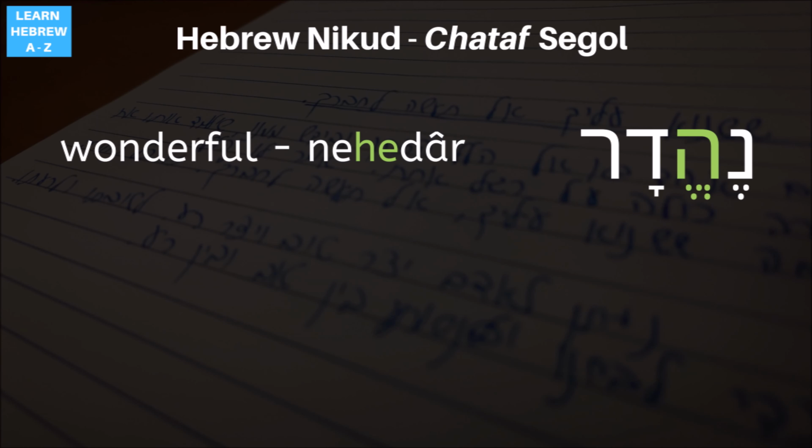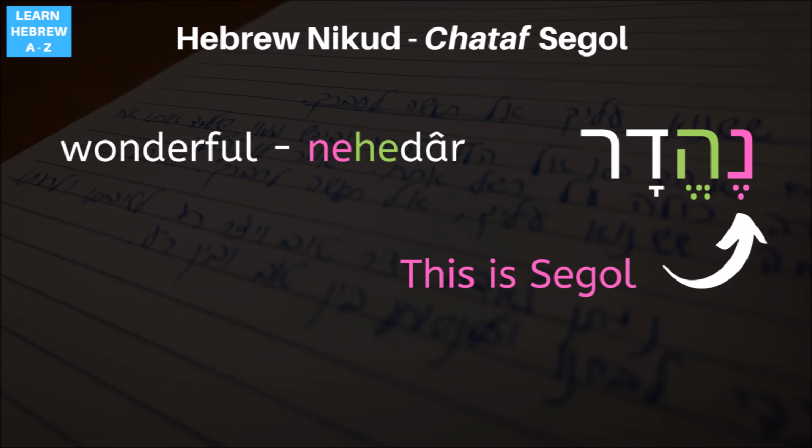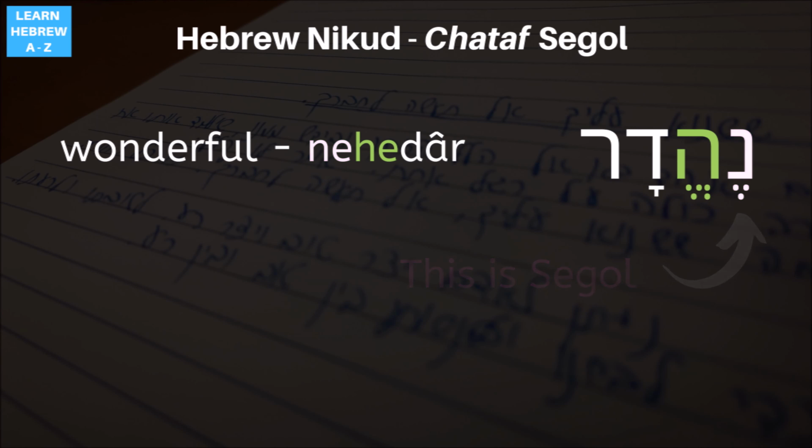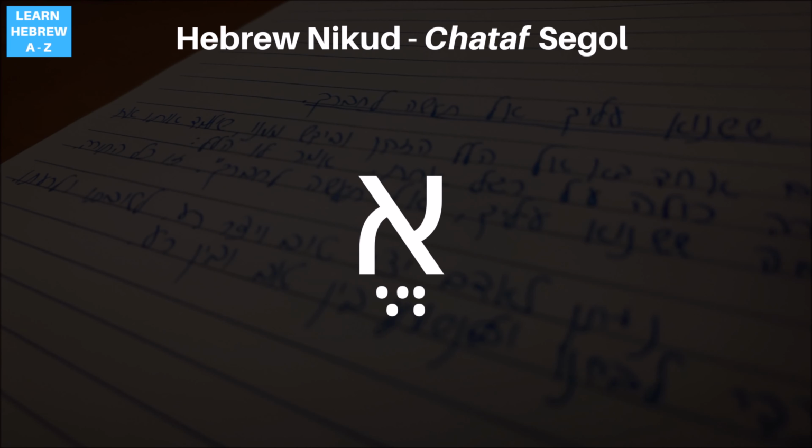In the Hebrew word Nehedar, the letter He, the second letter from the right, is decorated with Chataf Segol. Notice that the first letter Nun is decorated with Segol, which we've just discussed. We pronounce it Nehedar. So far, we talked about Segol and its Chataf sign. Moving on to Tzere, the last Nikud sign for this lesson.